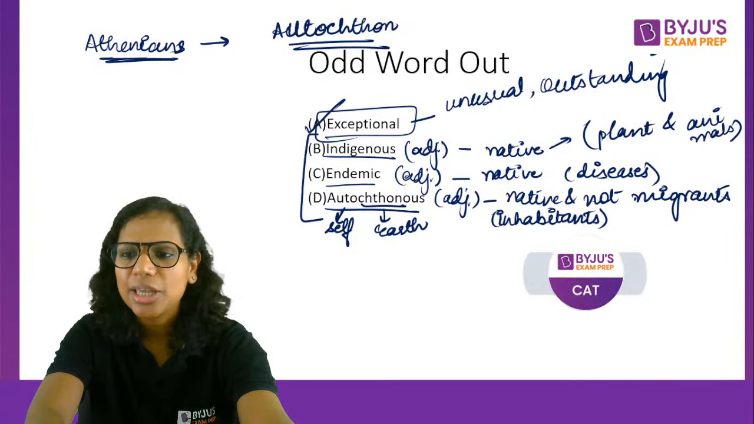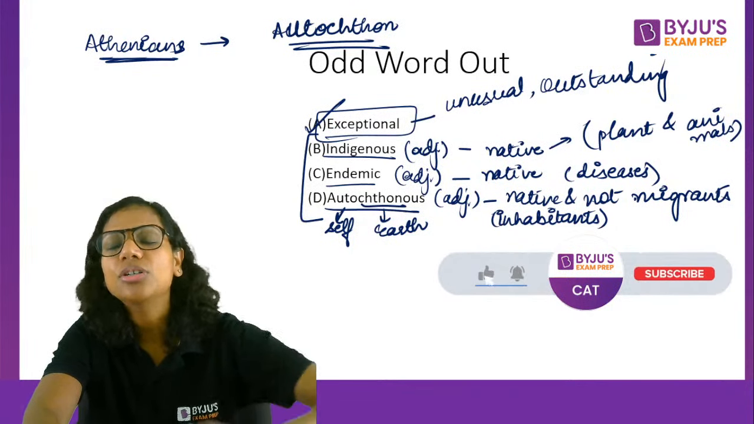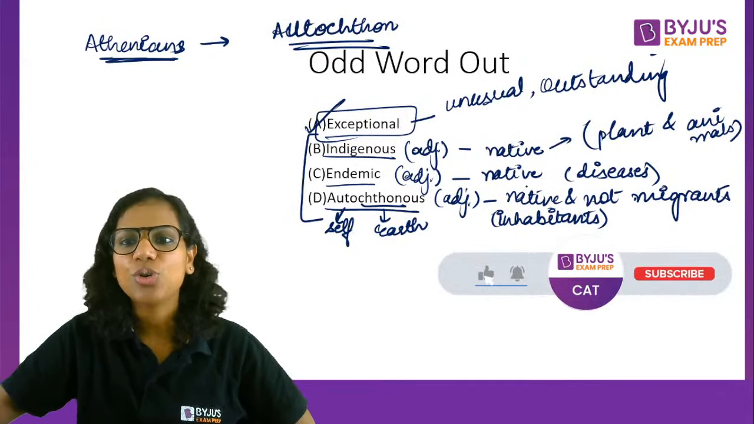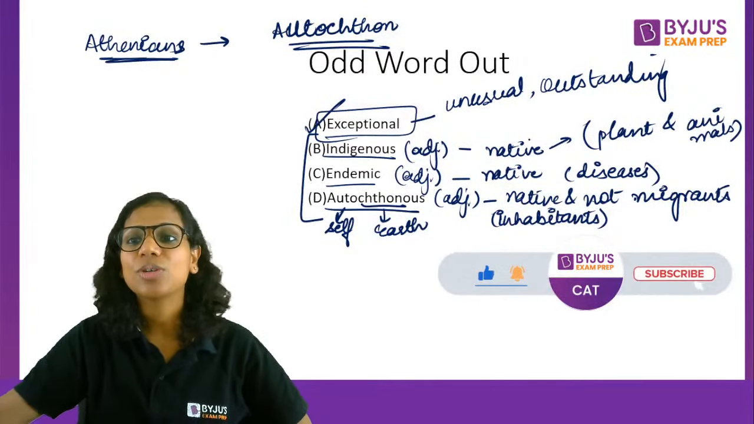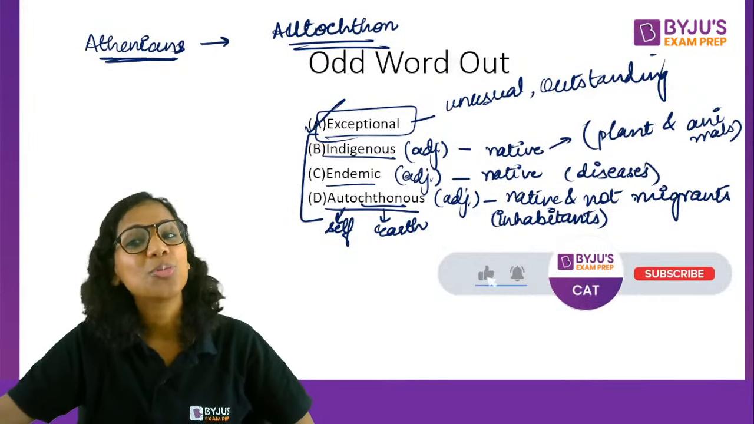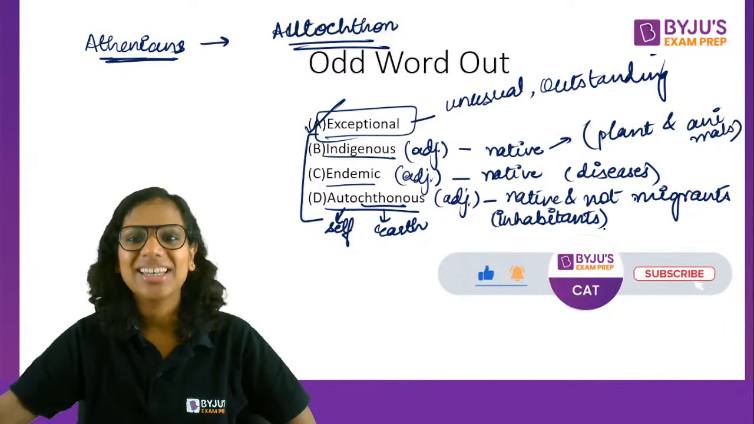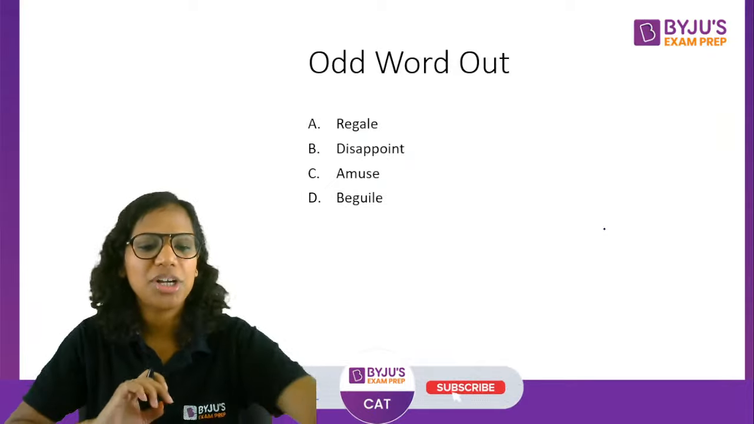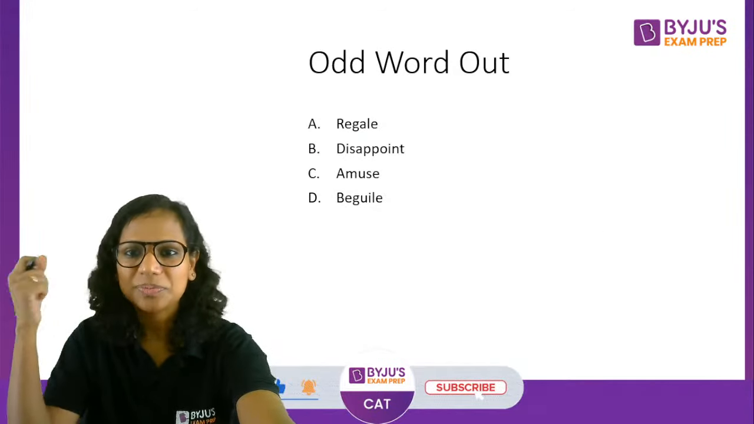So see, our language is so versatile that for different contexts, we have different words. So I could use native in all these cases, but then I have specific words to talk about plants and animals, to talk about diseases, to talk about people. Right? Okay. Another odd word out here on your screens.